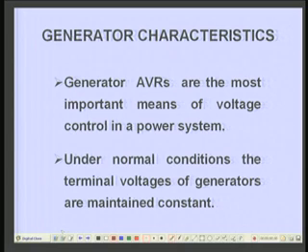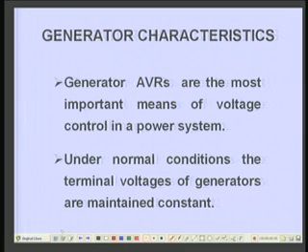Now, after this, let us examine the characteristics of various components of the power system which would affect the voltage stability of the system. In fact, the voltage stability depends upon the complex interaction between various components of the power system. Now, we start with the characteristic of generators.